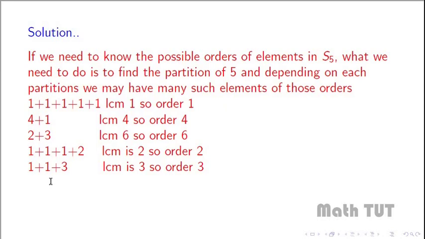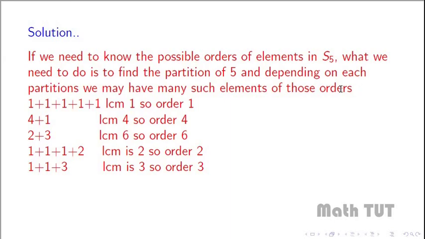So why is this partitioning helping us? Because if you write any element of S5 in cyclic form, the largest length we get is an element of length 5. So when you write a cycle in one stretch, 1 2 3 4 5, a cycle containing 1 2 3 4 5, it's actually of length 5.